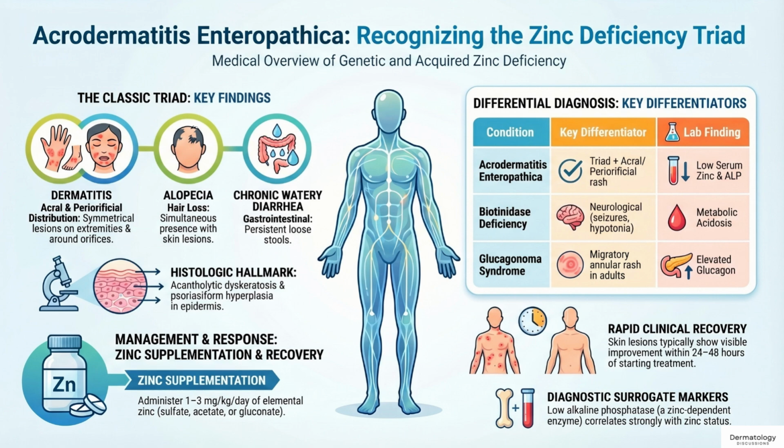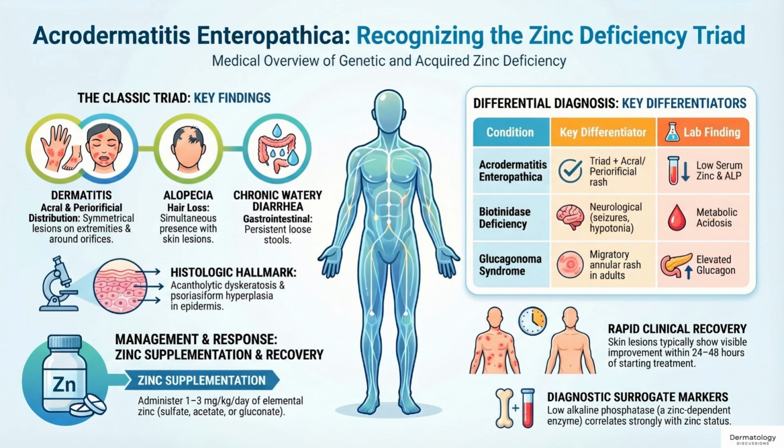Okay, but if the infant's own internal machinery is fine, the fix for this must be incredibly straightforward compared to classic AE. The fix is wonderfully simple, and that is the core of the board question. Because the infant's own ZIP4 transporter works, you just switch the infant to a zinc-fortified formula or give the baby a direct zinc supplement and they are rapidly cured. Just like that. Just like that.